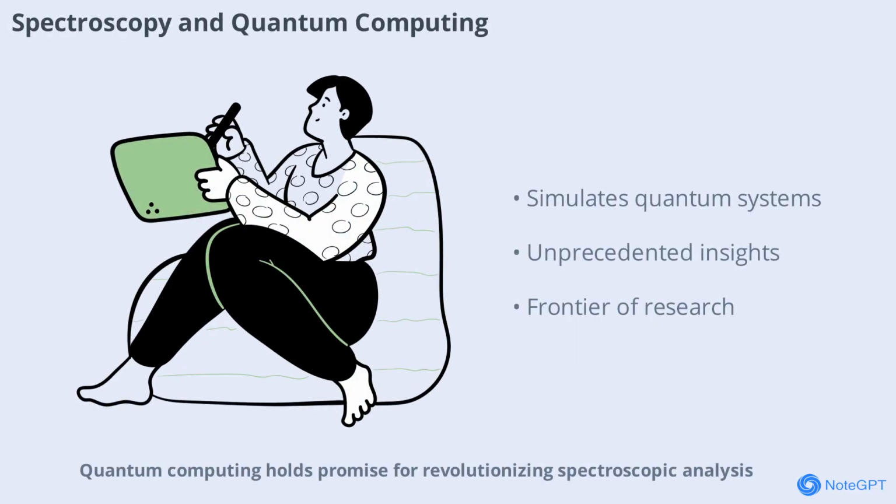Quantum computing holds promise for revolutionizing spectroscopic analysis. With the ability to simulate complex quantum systems, quantum computers could provide unprecedented insights into electronic structure and dynamics. While still in its early stages, this field represents an exciting frontier for spectroscopy research.